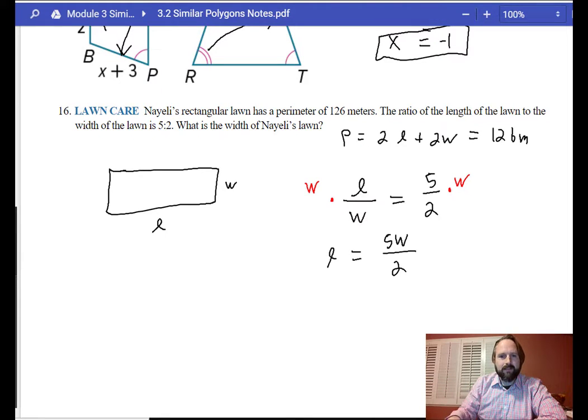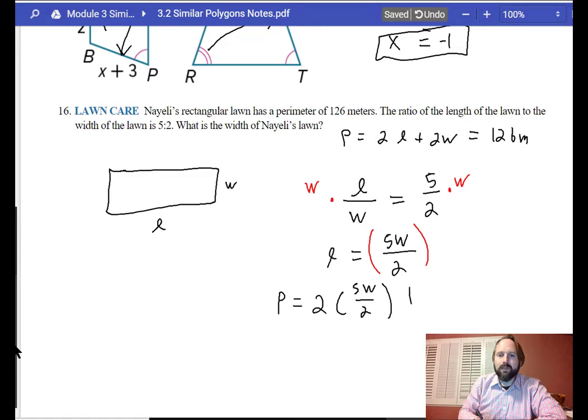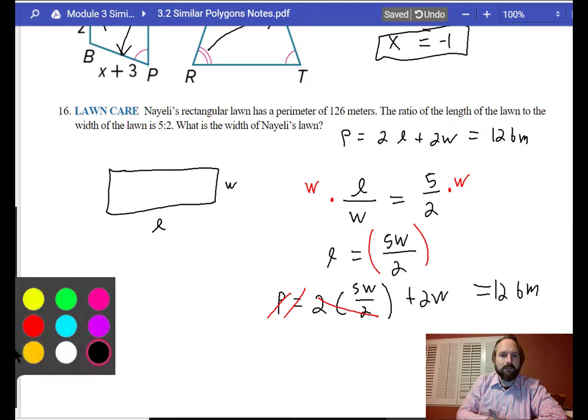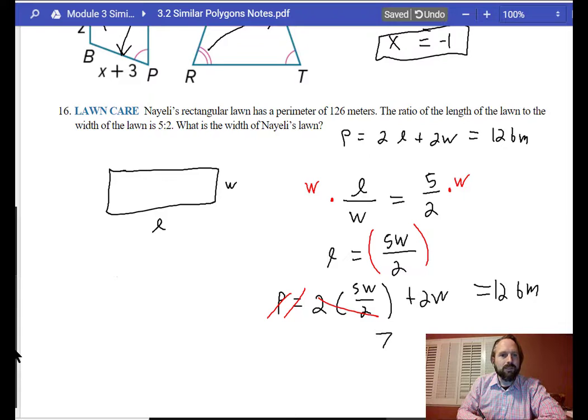Now that we've isolated, we can substitute that value into the other one. So I know that the perimeter is going to equal 2 times L. Well, L is equal to this right here. So instead of L, I'm going to put 2 times 5w divided by 2 plus 2w. So I know that's equal to 126 meters. So now, let's get rid of this. 2 divided by 2 cancels out. 5w plus 2w equals 126. So 7w is equal to 126.